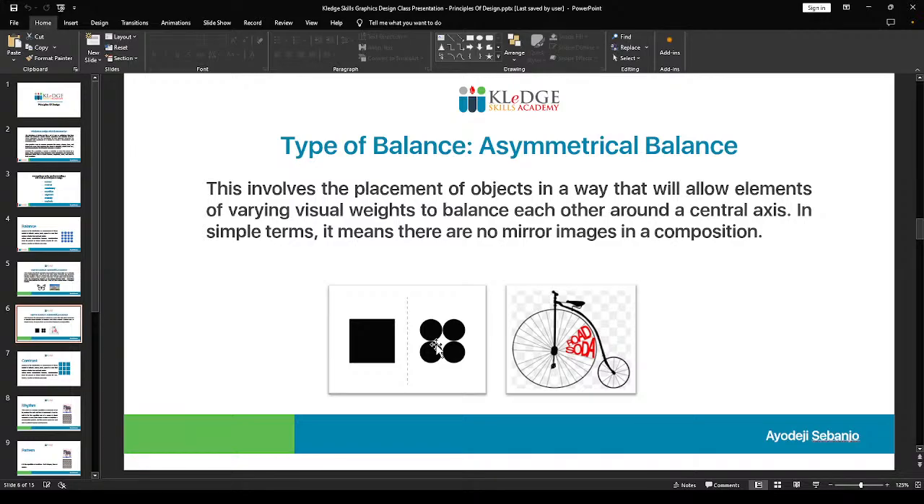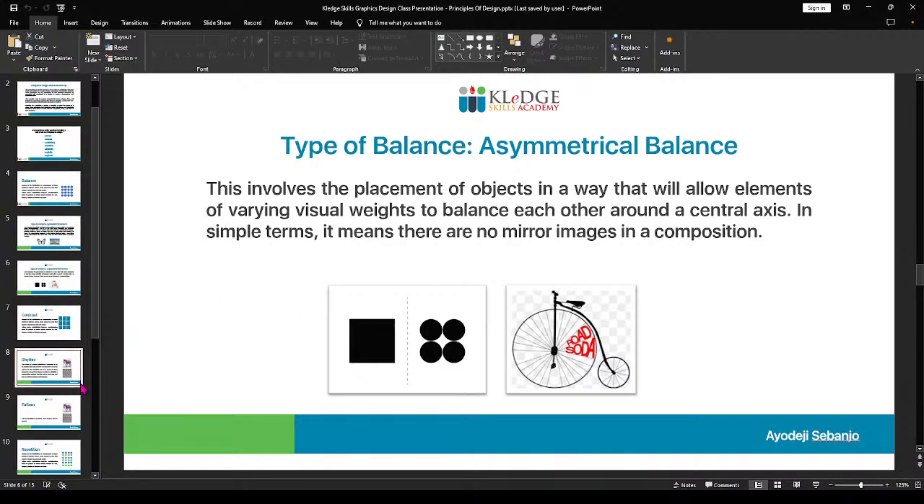Asymmetrical is not going to be the same, but when you look at it, the arrangement of both sides will be such that it balances themselves. Look at the picture of the bicycle also. It balances it out. This is an example of asymmetrical balance. Let's take another principle and talk about it. Let us take rhythm.